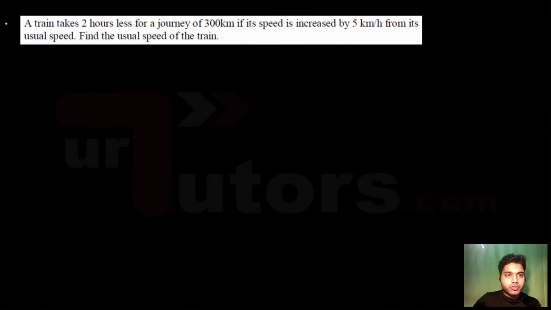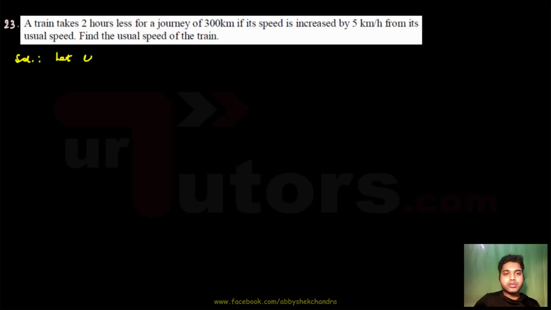Coming to the first option for question 23. A train takes 2 hours less for a journey of 300 kilometers if its speed is increased by 5 kilometers per hour from its usual speed. Find the usual speed of the train.